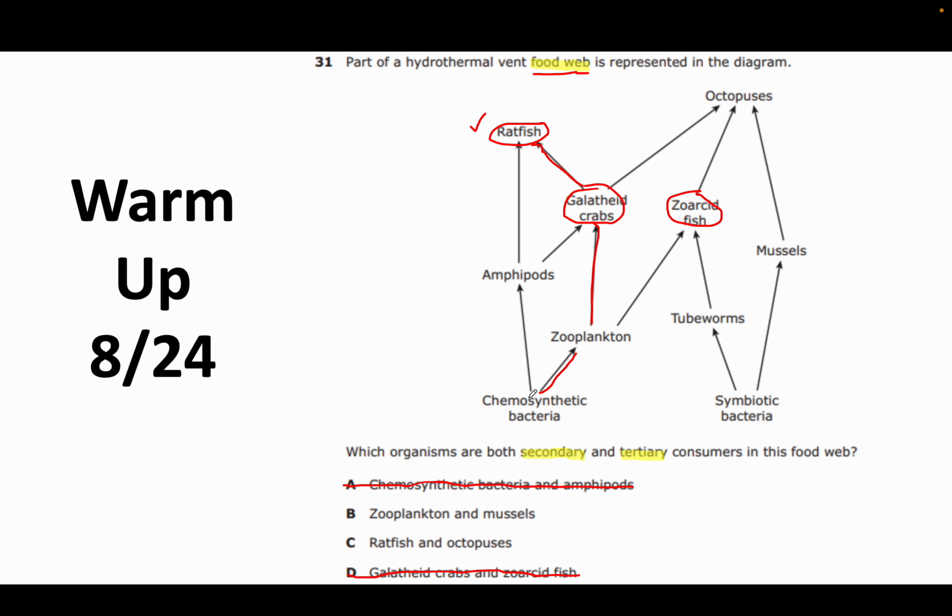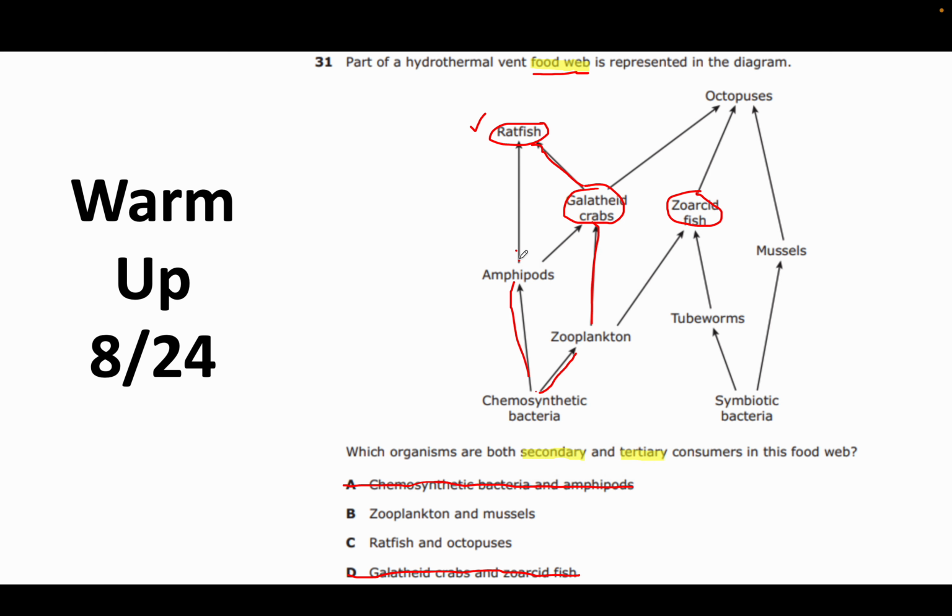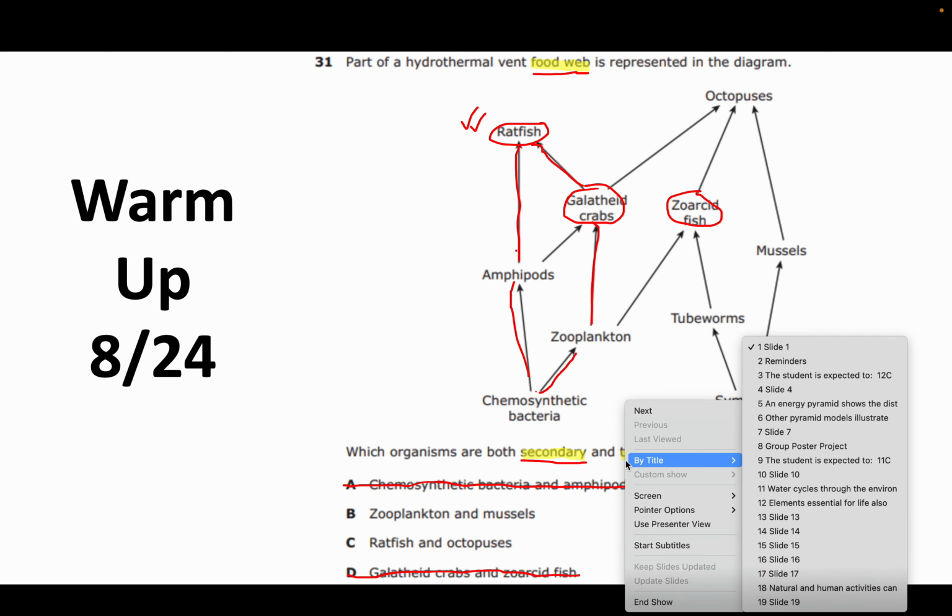Now in this aspect, going from the bacteria to the primary consumer, the ratfish acts as a secondary consumer. So it fits that criteria. Going from here to here and from here to here. So I'll put my check. So I know that one checks out. Now let's check out the octopus. Remember, it has to fit in 2 categories. It has to be a secondary and a tertiary consumer.